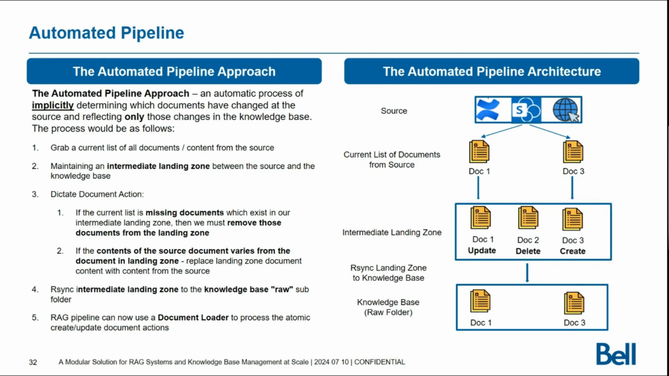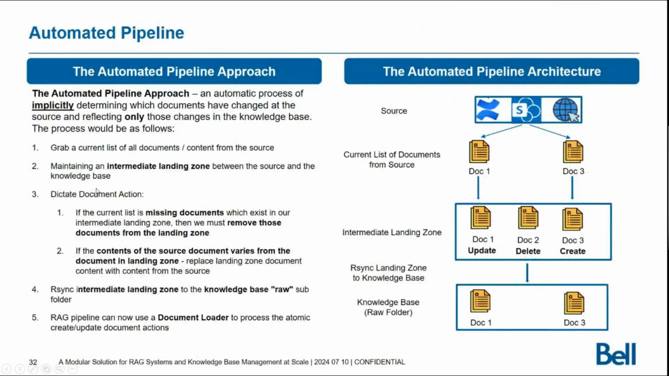So those are the two solutions. We've actually implemented both at Bell. We have a couple of Confluence solutions that are based on the automated pipeline, and we have a couple of solutions that are based on the librarian aspect, where people are manually curating your documents.